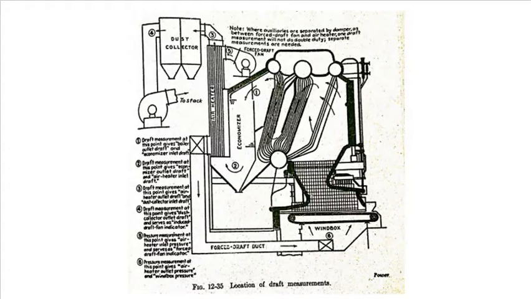Some of the devices employed today, all of which must be incorporated into the flue gas circuit between the boiler and stack if they are installed, are first economizer, air preheater, induced draft fan, and dust collector. So this figure shows the location of draft measurements. So the following are the draft measurements.